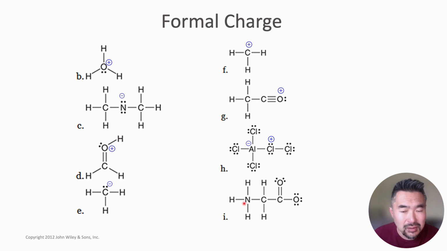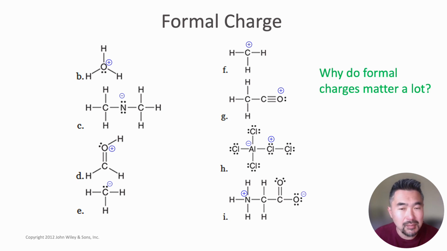Now in this structure there's also 2 charges. This nitrogen only has 4 electrons when it should have 5, so it's positive, and this oxygen has 7 when it should have 6, so it's negative. So hopefully that makes sense to you.